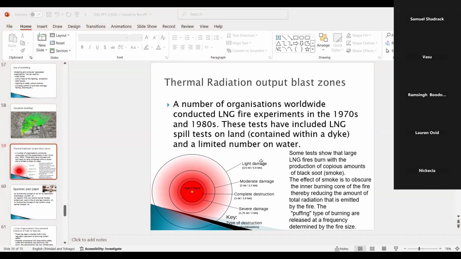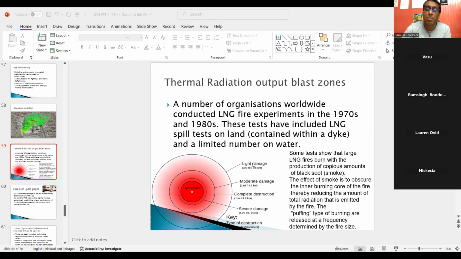So some tests show that large fires burn with a production of copious amounts of black smoke or soot. Let's see, the effect of smoke is to obscure the inner burning core of the fire, thereby reducing the amount of total radiation that is emitted by the fire. The puffing type of burning is released at a frequency determined by the fire size, right? So again, I would say here maybe the whole grand effect of simulation.